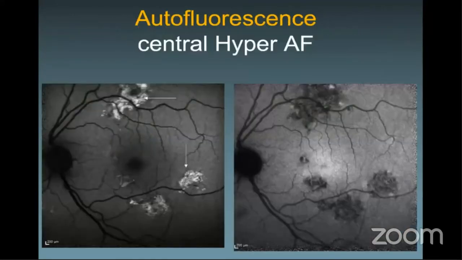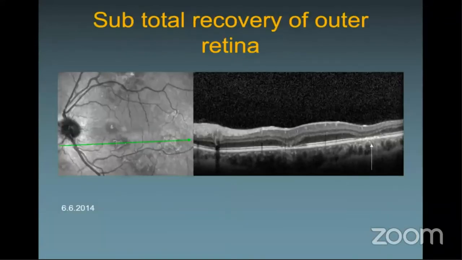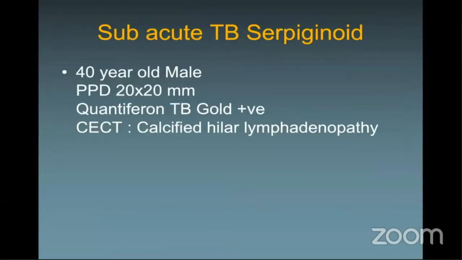saw with APMPPE. The autofluorescence is interesting in the sense that in the previous example, we saw hypoautofluorescence in the center, whereas here we see even hyperautofluorescence of the active lesions, and late lesions show hypoautofluorescence. And autofluorescence imaging can be used to monitor the response to treatment and resolution of the lesions, and eventually the subtotal recovery of the outer retina.